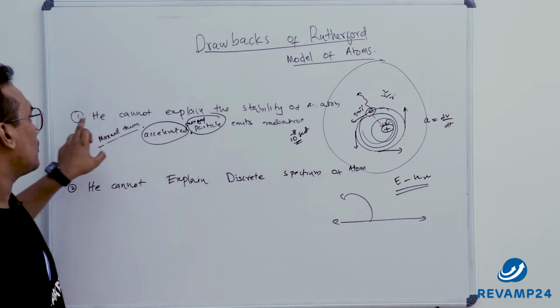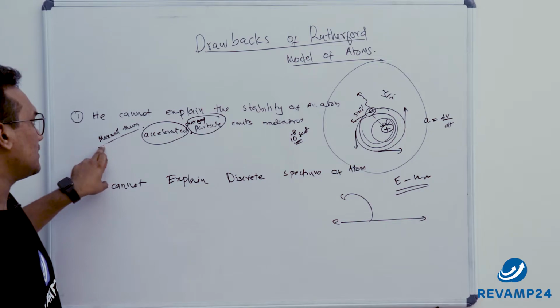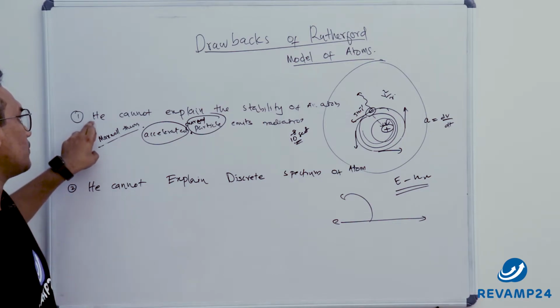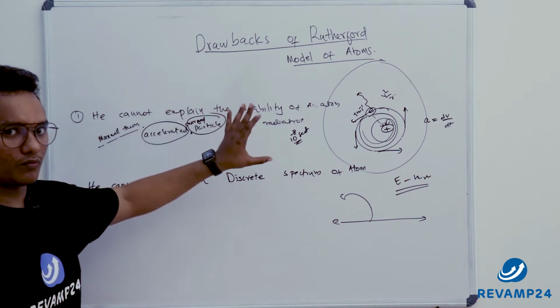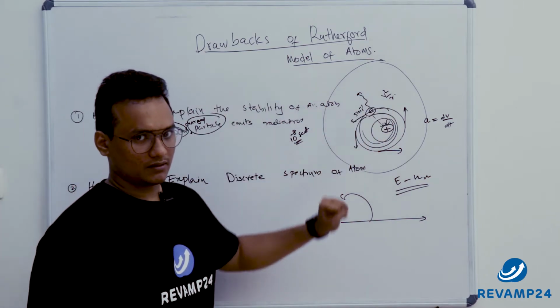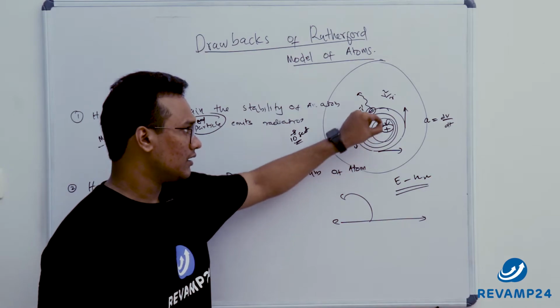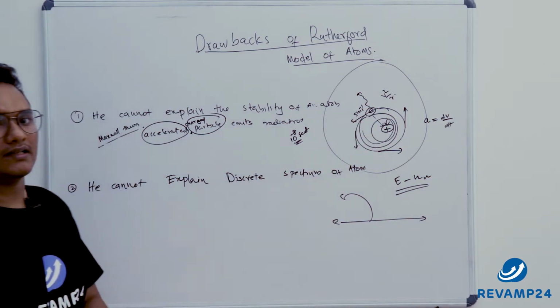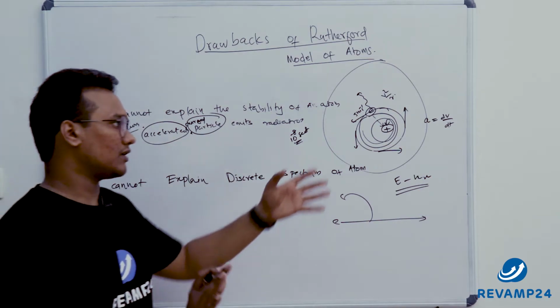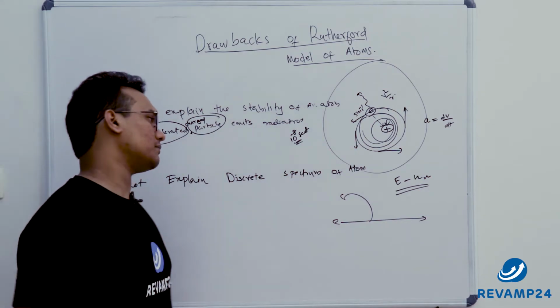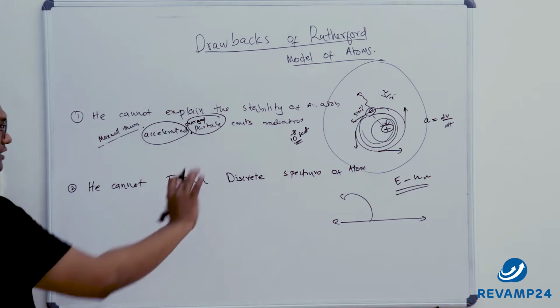So, with this theory, he was not able to explain the stability of an atom. According to Rutherford's model, the atom is unstable. The electrons will finally crash into the nucleus and the whole atom will collapse, because when there are no electrons and nucleus, there is no atom. The first thing is very clear.